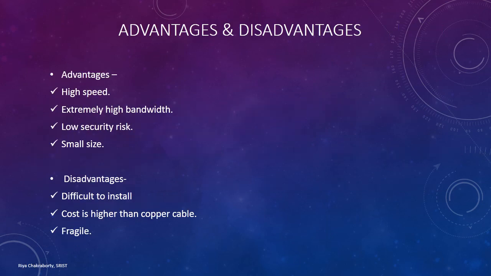There are some advantages and disadvantages of optical fiber communication system. Advantages are high speed, extremely high bandwidth, low security risk and small size. But disadvantages are difficult to install, cost is higher than copper cable, and fragile.